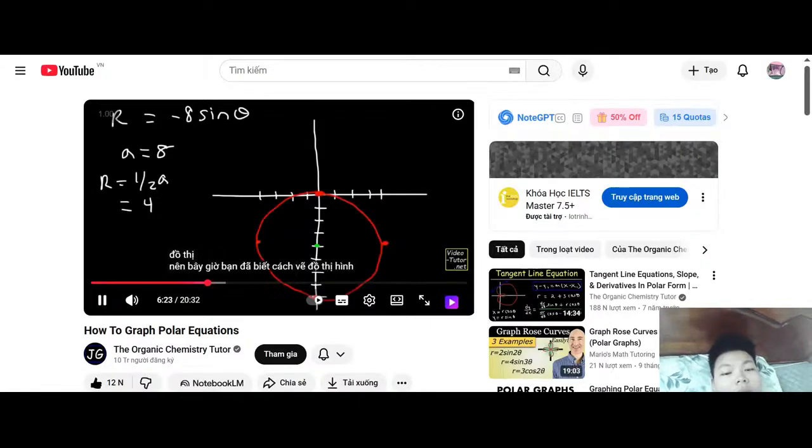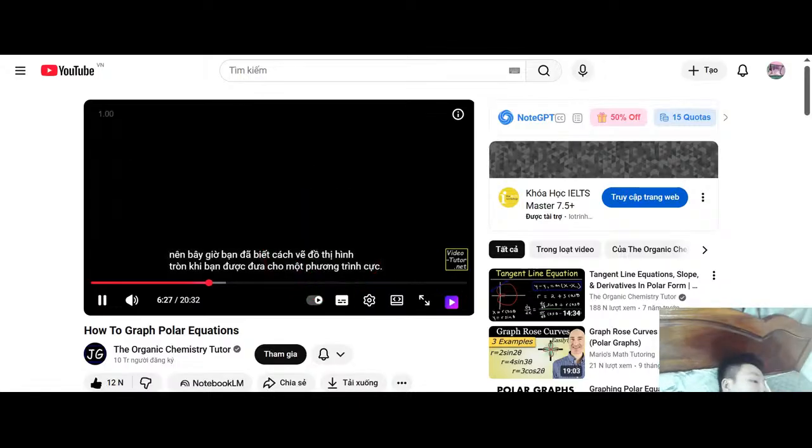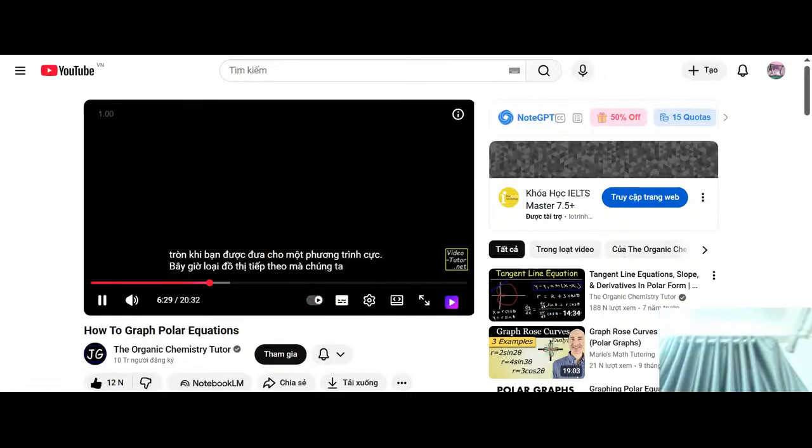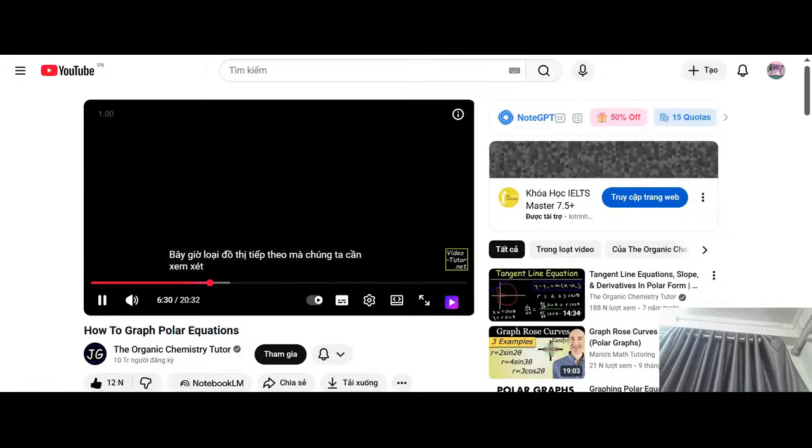So now you know how to graph circles when you're given a polar equation. Now the next type of graph that we need to go over is the limaçon.